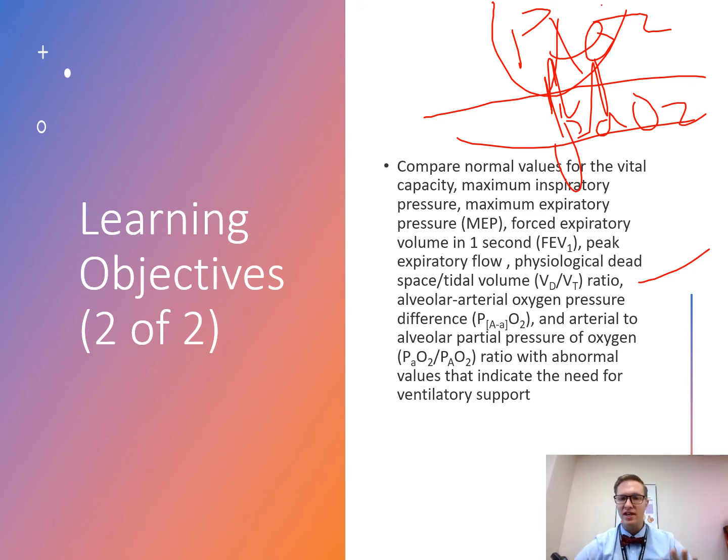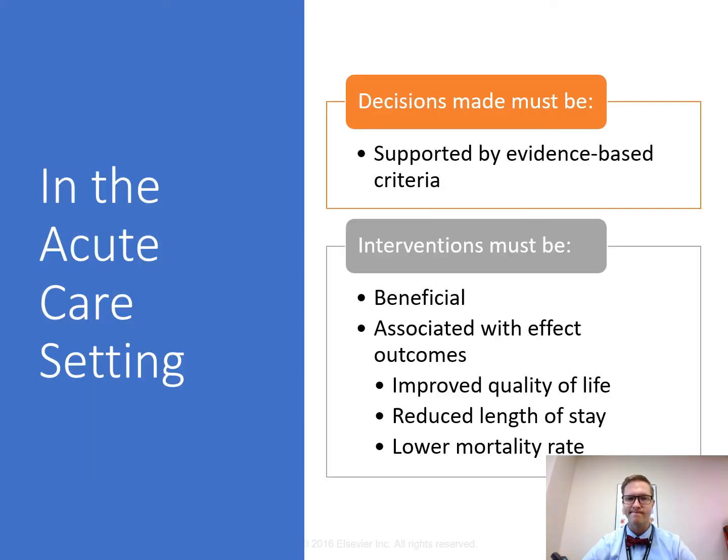Is their diffusion getting worse? Is their diffusion trending better? If their diffusion's getting worse, that might mean we have atelectasis. That might mean we have thickening of the alveolar-capillary membrane with pus, with inflammatory mediators, things like that could be going on. Where this patient might need to be trending towards invasive mechanical ventilation or ventilatory support.